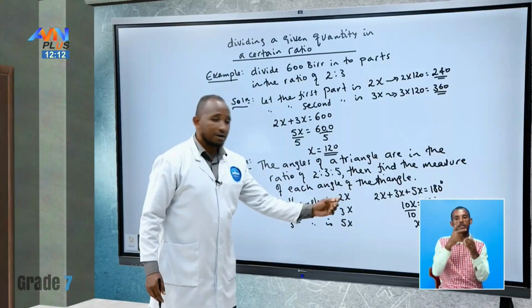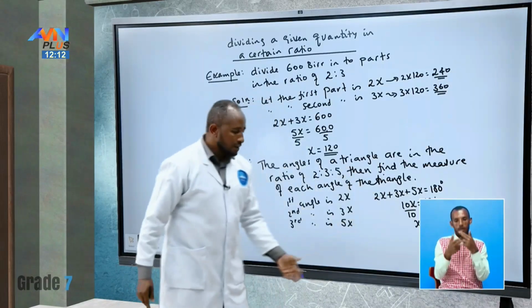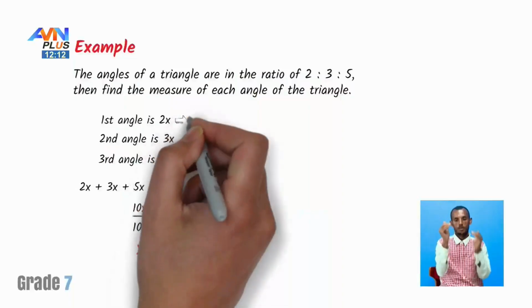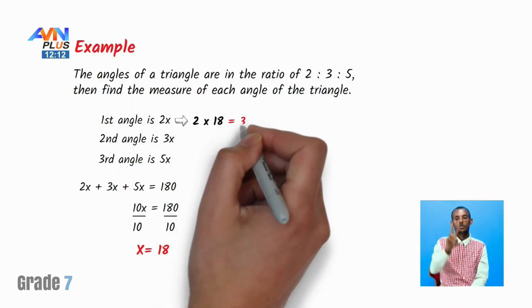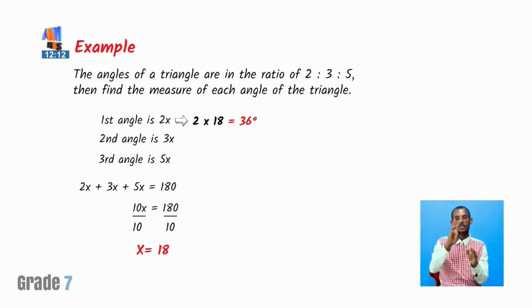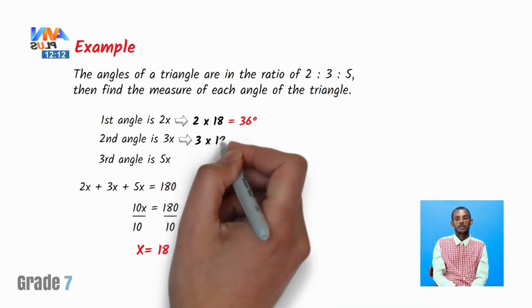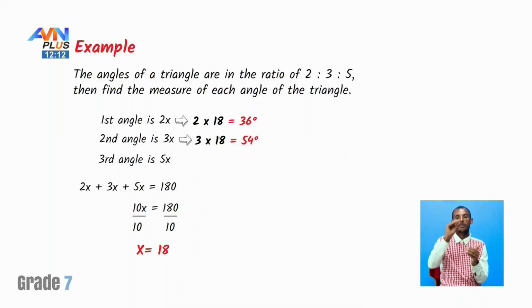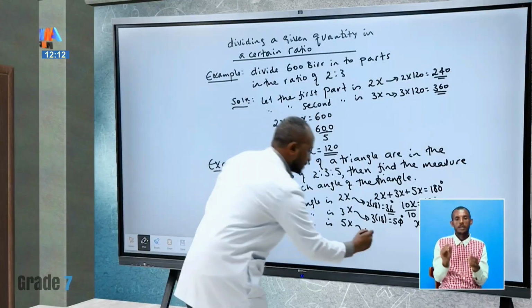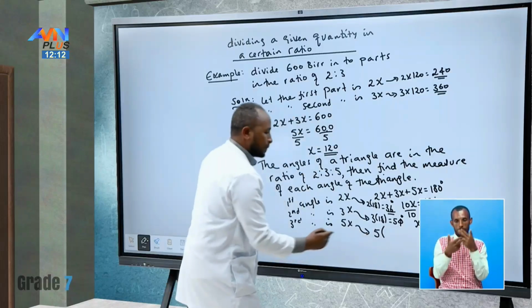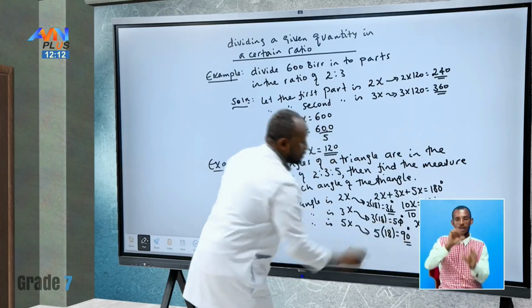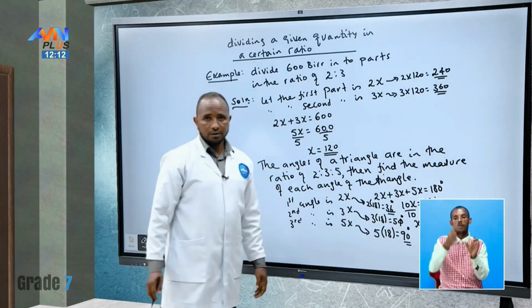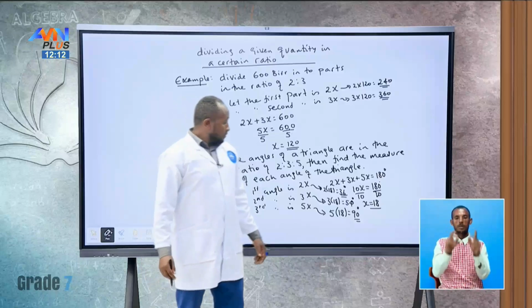Once we have found x, we can calculate each angle. Therefore, here the first angle is 2x. That means twice 18, which is 36 degrees. And the second angle is 3 times 18, which is 54 degrees. And the third angle is 5 times 18, which is 90 degrees. So that is the measure of each angle of the triangle. So that's it. Okay, this is all about today's lesson.